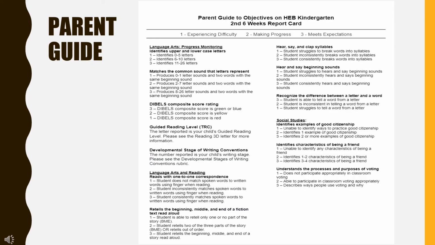This is a copy of the parent guide. There's a new one for each 6 weeks for each grade level. The purpose of this document is to help families understand what was taught and assessed during the recent 6 weeks. It also explains what criteria was used to assign your child the rating they earned. This information is intended to help parents gain a better understanding of what the expectations are for their child, and then to be able to help their child at home as needed.